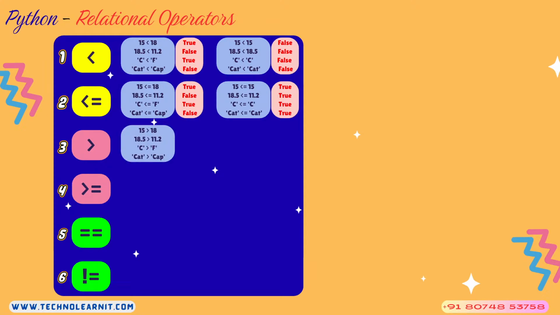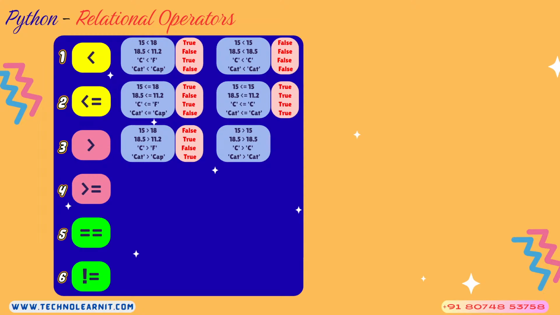The next relational operator is greater than, and you can apply the greater than operator between the same numbers and evaluate the conditions. 15 greater than 18 evaluates to false. 18.5 greater than 11.2 evaluates to true. The string C greater than string F evaluates to false. The string cat greater than string cat evaluates to true.